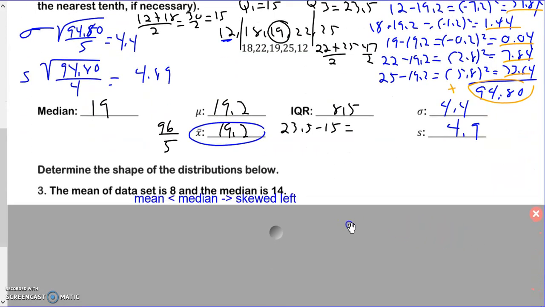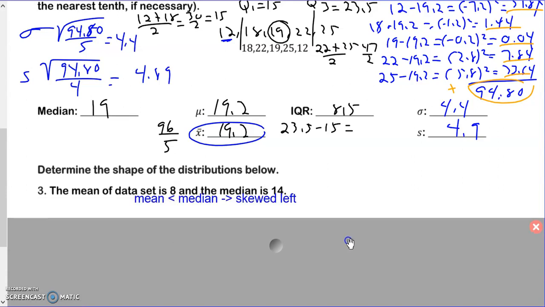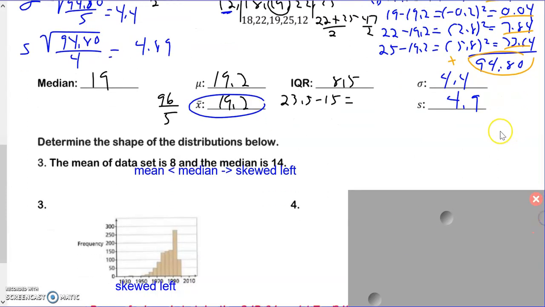Now, let's take a look at these. So the mean of the data is 8, and the median is 14. So the mean is less than the median, so it's skewed left. Taking a look at the next picture.